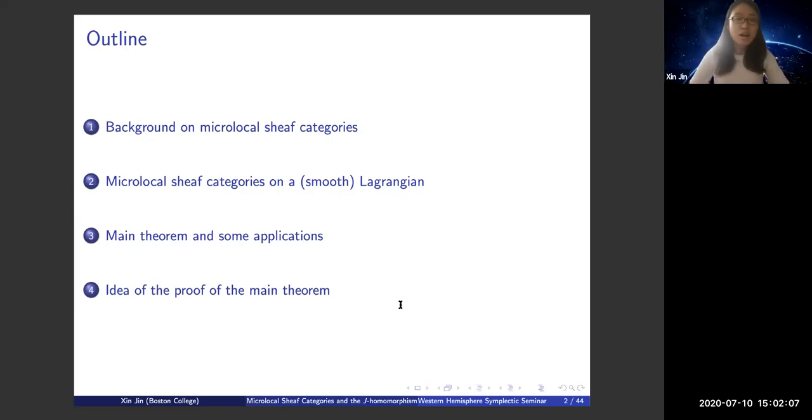So first, I will give some very basic background on microlocal sheaves in case you haven't seen this before. And then secondly, I will focus on microlocal sheaf categories on smooth Lagrangians, where we will see a local system of categories on the Lagrangian, which admits a classifying map to a classifying space. And then thirdly, I will state the main theorem and show some applications. And lastly, if time permits, I will also say something about the idea of the proof for the main theorem.